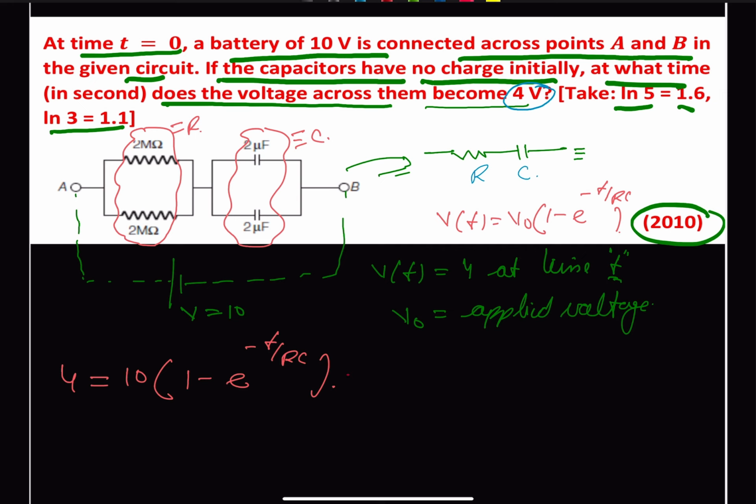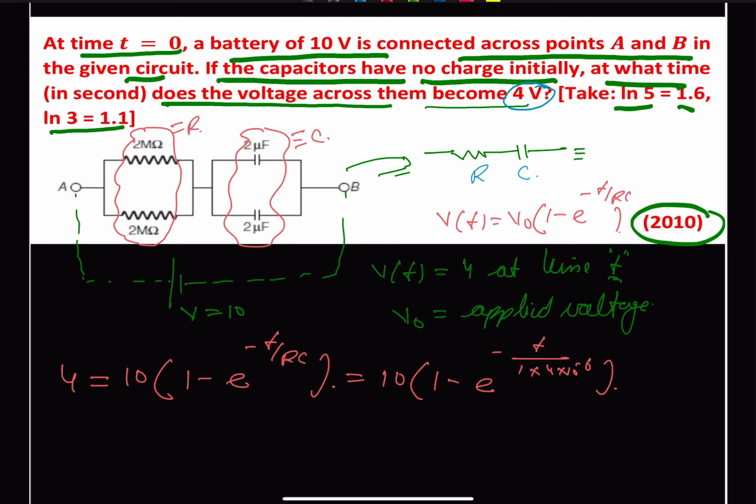So we substitute them, we get 10 is equal to 1 minus e to the power minus t. We have capacitance in parallel, which will be equal to 2 plus 2, that is 4. Resistance in parallel is the same, that will be coming as 1. So it comes as 1 into 4 into 10 to the power minus 6.